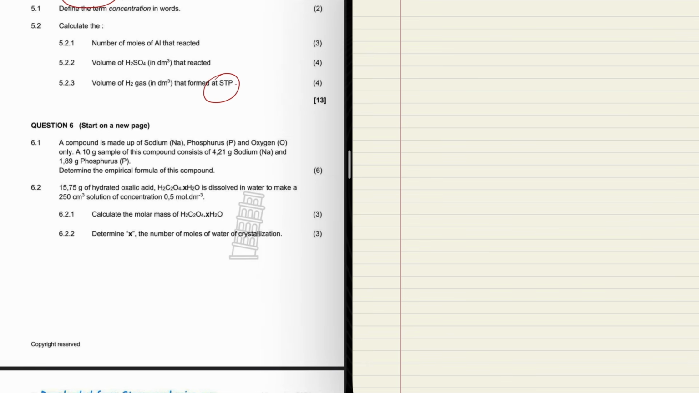So we have a 10-gram sample, then we know that 4,21 is Na. We know that 1,89 is phosphorus. That means the balance must be oxygen. So the balance is going to be 3,9. Then the next logical step would be to calculate number of moles.